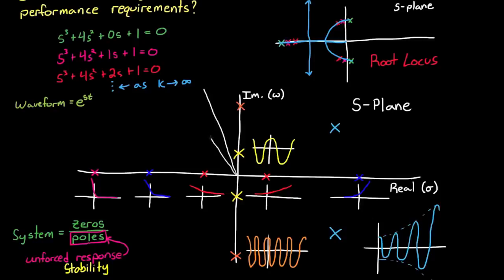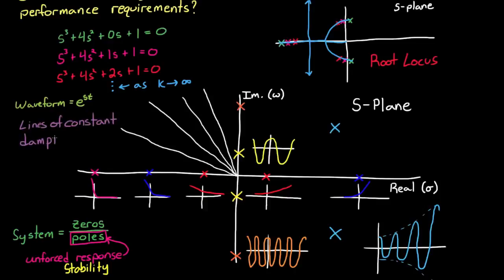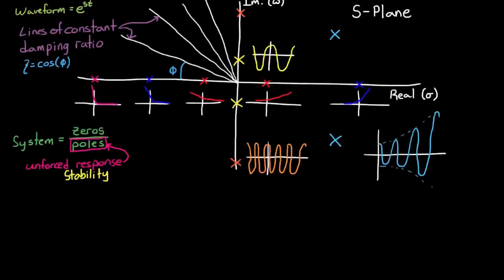But there's even more information hidden in this graph, a third set of lines that can be drawn on this chart as well. These are lines of constant damping ratio, and they radiate out from the origin at a value of cosine of phi. So two separate poles on these lines would have the exact same damping ratio.